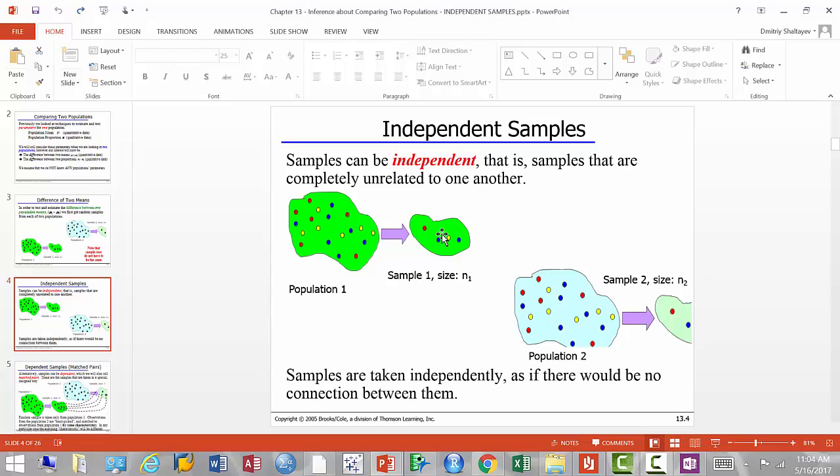But I forget, I close my eyes, and I behave as if nothing happened. There is no sample 1, okay? So sample 2 is freshly selected, completely random, has no connection with sample number 1, okay? Completely independent choice of items, okay? That would be independently collected samples.